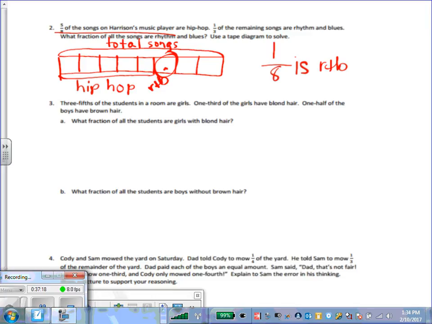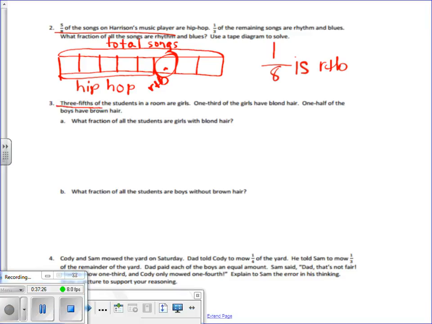So 3/5 of the students in a room are girls. So we need this: 3/5 are girls. 1/3 have blonde hair. This is a lot of information. 1/2 of the boys have brown hair. Now I don't know if that's going to be important, because they've got girls, and then they threw in boys. I'm not sure if that information about boys is going to be important.